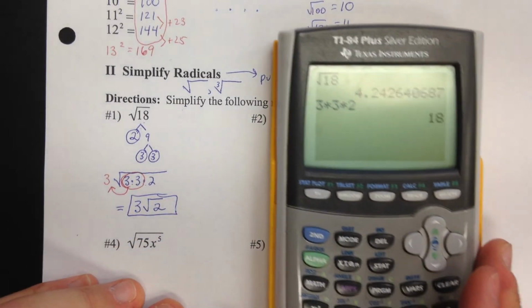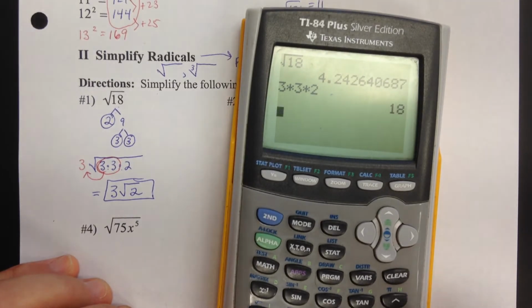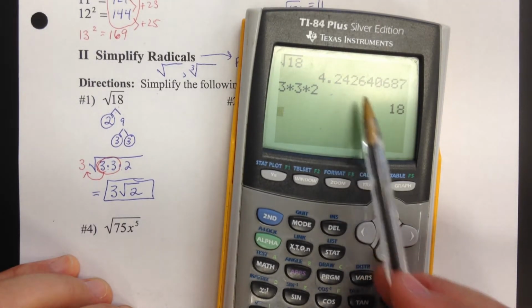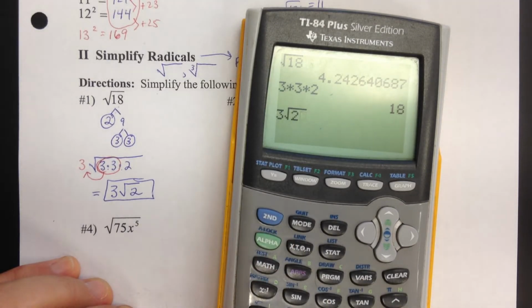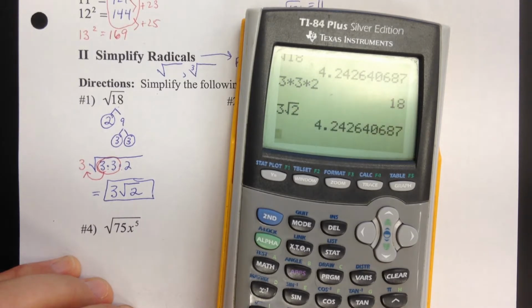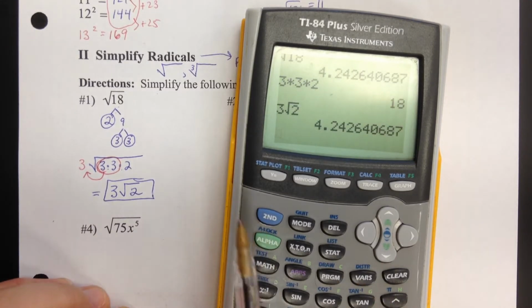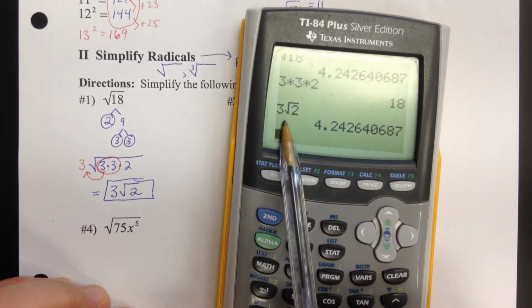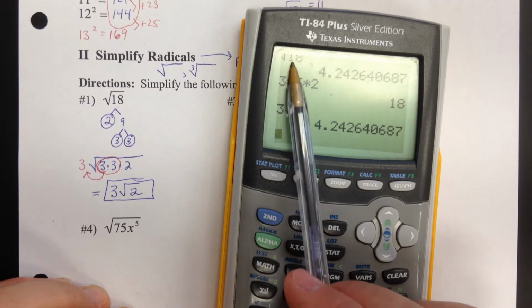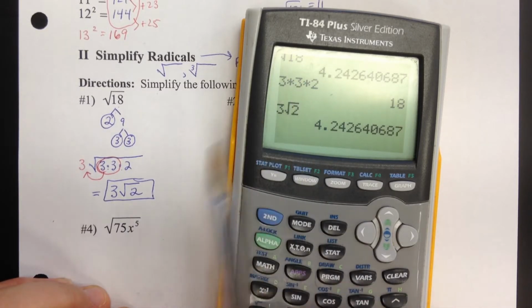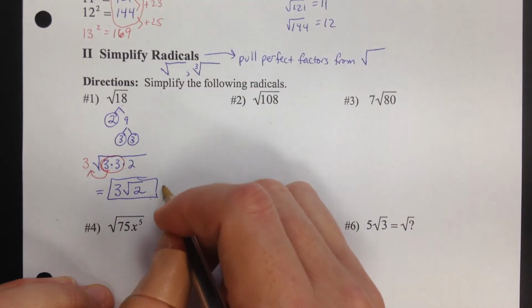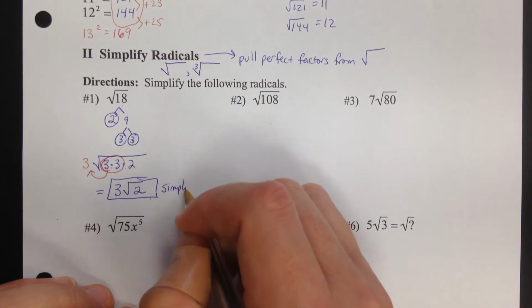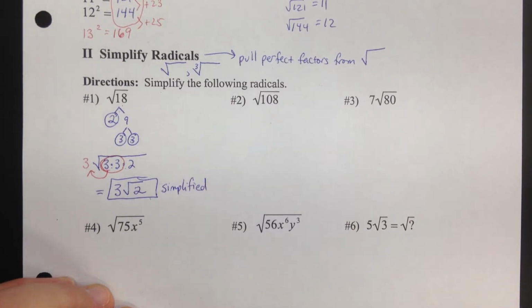And just to show you that this is correct, the square root of 18 was 4.24. If I take 3 square root 2, and that means 3 times square root 2, we get the same value. So what that means is that 3 square root 2 is equivalent to square root of 18. The only difference is this is simplified. So 3 square root 2 is a simplified answer.